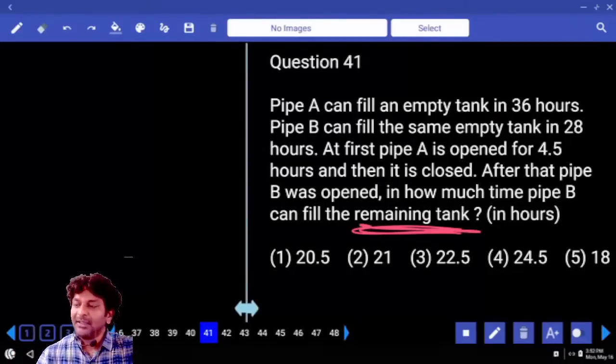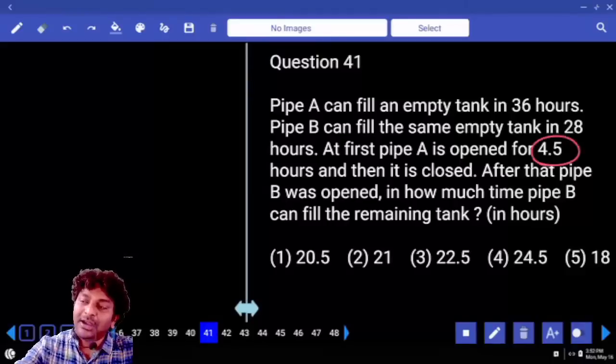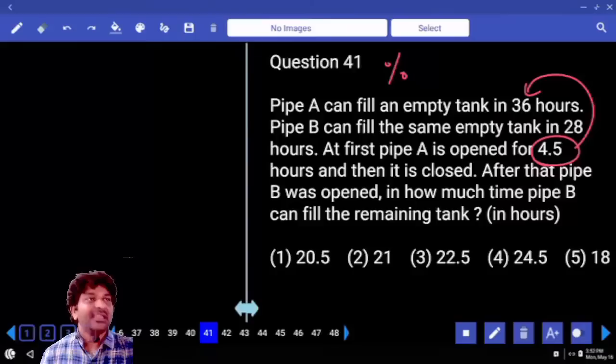A can fill the tank in how many hours? And B? Which pipe is opened first, and for how many hours? 4.5. Can you calculate what percentage 4.5 is with respect to 36? Yes or no? Tell me.